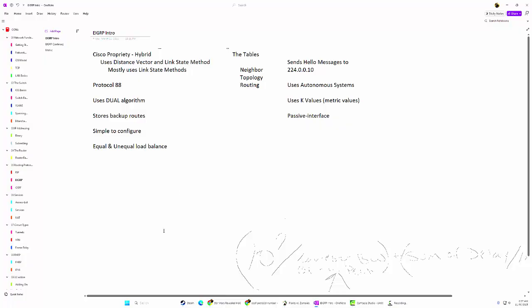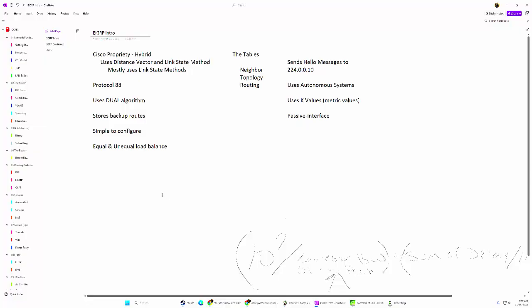Okay, this algorithm down here is called the DUAL algorithm. You also have to understand that not only does EIGRP have a topology table, but it actually has backup routes to a destination. It's very, very simple to configure from the concept of the moving parts in OSPF and BGP. It's fast, its convergence is very fast, and it has equal and unequal load balancing, and that's pretty awesome.